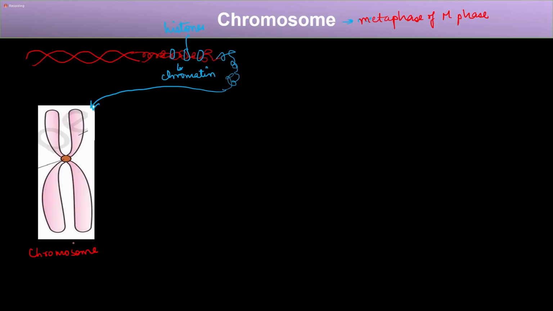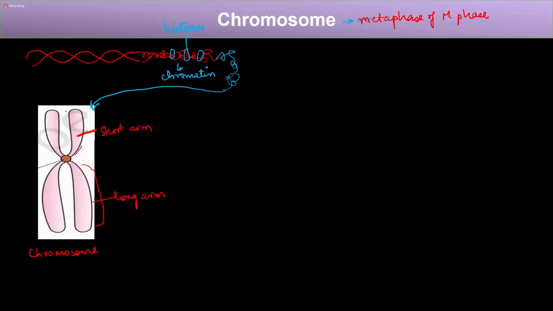Now, if you talk about the structure of the chromosome, it has different parts, we can see. So it has two arms. This is called the short arm. And this complete arm is called the long arm. So these are the two arms of the chromosome.